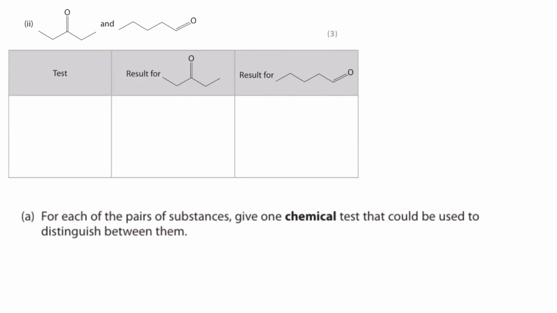Here I'm not going to talk about 2,4-DNP. Why? For each pair, the question asks for one chemical test that could be used to distinguish them. They're talking about distinguishing, helping us to separate them from each other. So I don't need to prove that they are either aldehyde or ketone, because we already know that they are an aldehyde or a ketone. I need to separate the aldehyde from the ketone. So the test I'm going to do is to add Fehling's solution.